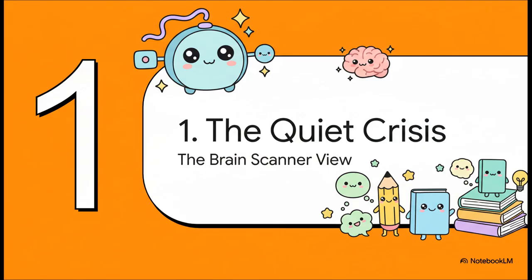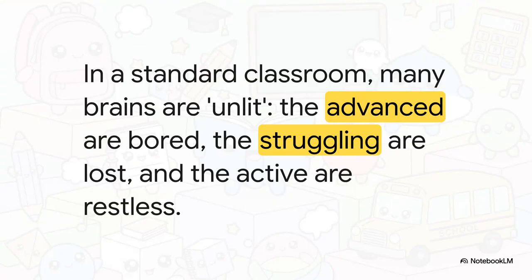Okay, first things first, let's really diagnose the problem. Imagine we have this metaphorical brain scanner, something that can show us cognitive activity. Now, what do you think we'd see if we pointed it at a typical standard classroom? Well, honestly, we see a lot of unlit brains. That advanced student? Yeah, she finished 10 minutes ago and is now just staring at the ceiling. The student who didn't quite get that key concept last week, he is completely lost right now. And that super active, hands-on learner is just trying with all their might not to fidget. It's pretty clear. The one-size-fits-all approach, it doesn't really fit anyone perfectly.